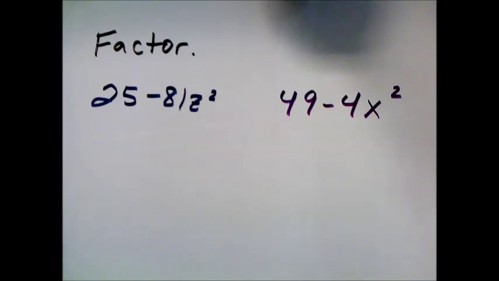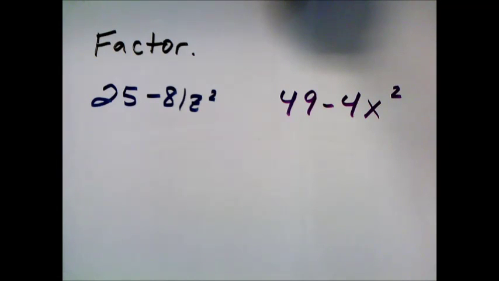Here we're going to look at factoring a difference of squares. Now these ones might look a little bit odd because we have the variable coming second. But notice, difference of squares is just that you have a first term and a last term that are both perfect squares. They have to be subtracted from each other.